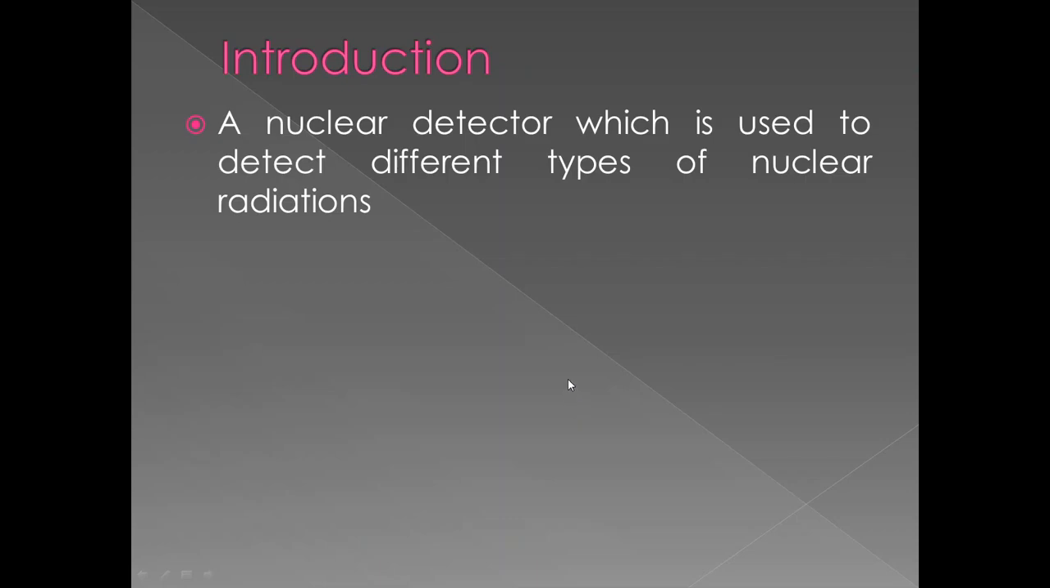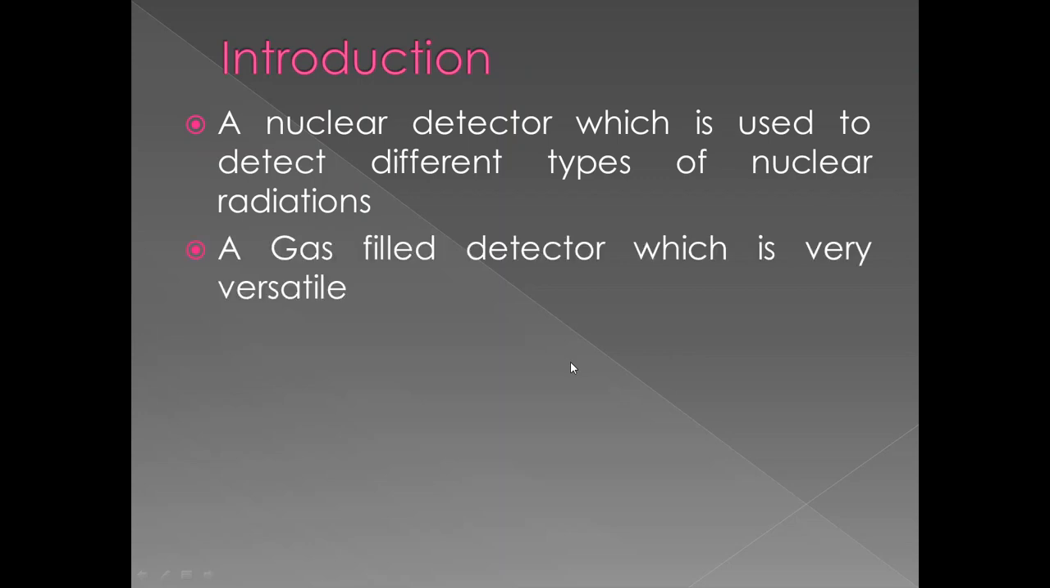It's a nuclear detector which is used to detect different types of nuclear radiations. This Geiger-Müller counter is a very versatile device, useful for detecting and measuring the energies of alpha, beta, gamma and even X-rays. It's also sufficiently sensitive to detect individual alpha and beta particles, and hence it is very widely used.